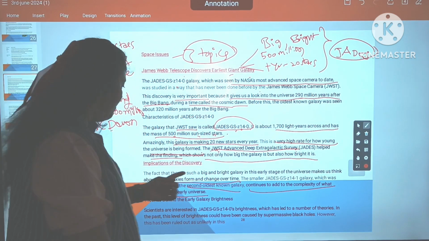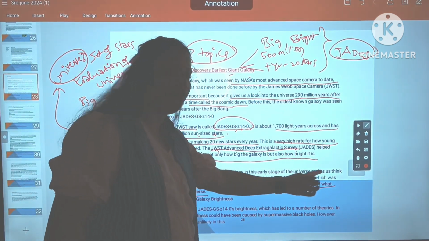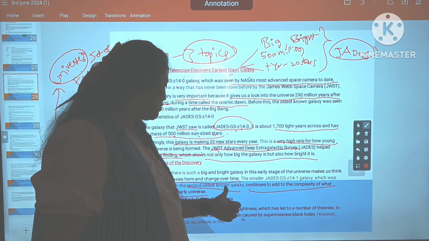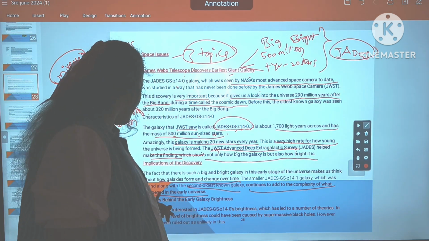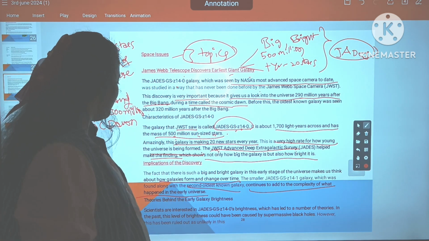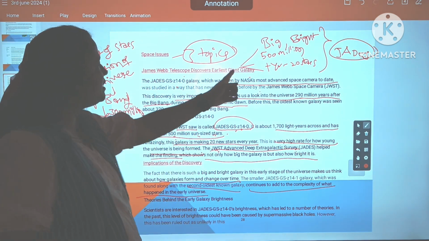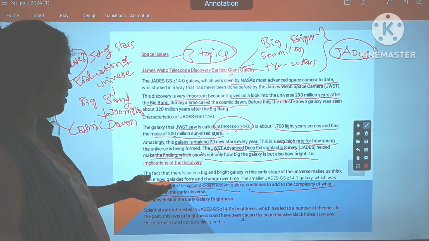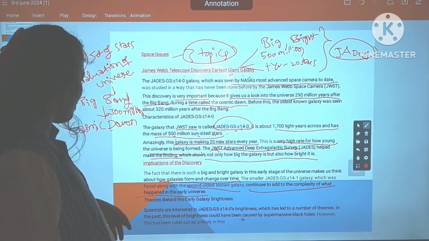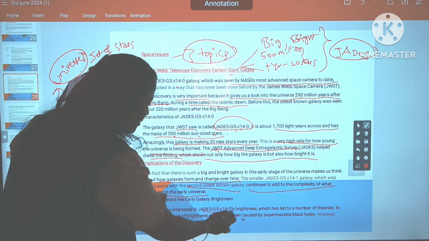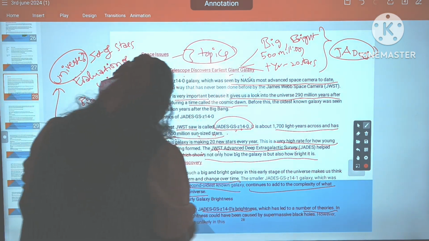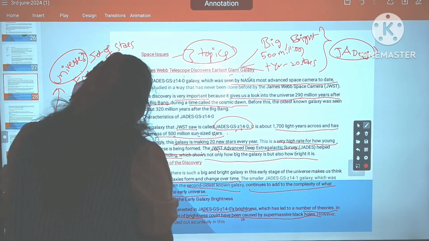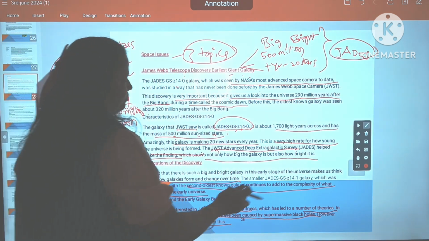So a big and bright galaxy in the early stage of the universe makes us think how galaxies form and change over time, and the second oldest known galaxy continues to add to the complexity of what happened in the early universe. Means we have to do research now. Just now the galaxy was found, we have to research how the universe was at that time. Scientists are interested in JADES's brightness, which led to a number of theories. In the past, this level of brightness could have been caused by supermassive black holes, however, that is ruled out as unlikely in this case.